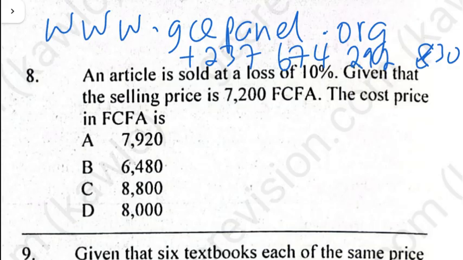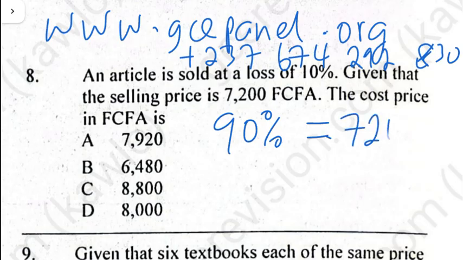So we know that cost price is always 100%, but selling price can be equal to 100 if the selling price equals the cost price. The percentage selling price will be more than 100, let me say 120, for example, if you sell at a gain. But if you sell at a loss, the percentage selling price will be less than 100. So since this article has been sold at a loss of 10%, it means that the percentage selling price is 90% because they have made a loss on the cost price. So 90% here represents this 7,200.